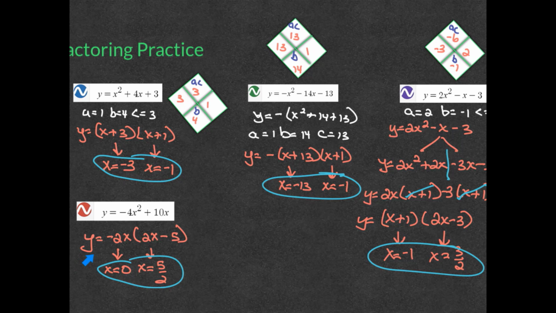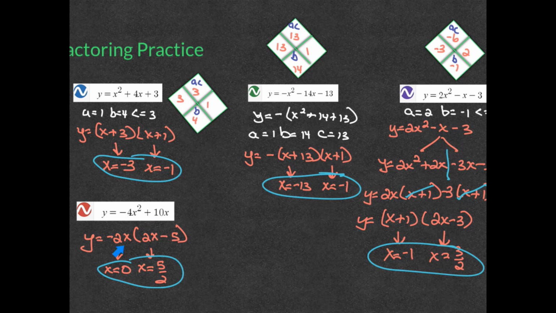So on this particular equation down here, it's a little different. I'm not going to use the diamond method because I don't have a C, but I can just factor out what's common to both terms. So I took out a negative 2x. If I take a negative 2x out of negative 4x squared, that leaves me with 2x, because if you multiply them by each other, they get back to negative 4x squared. But then if I take a negative 2x out of 10, that leaves me with a negative 5, because negative 5 times a negative 2x equals a positive 10.